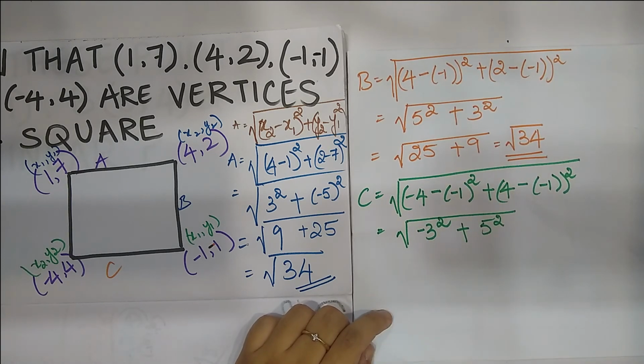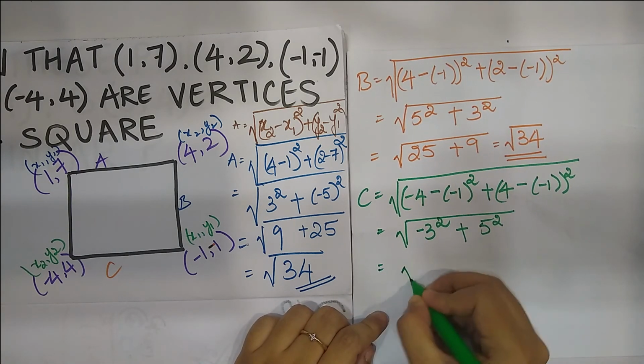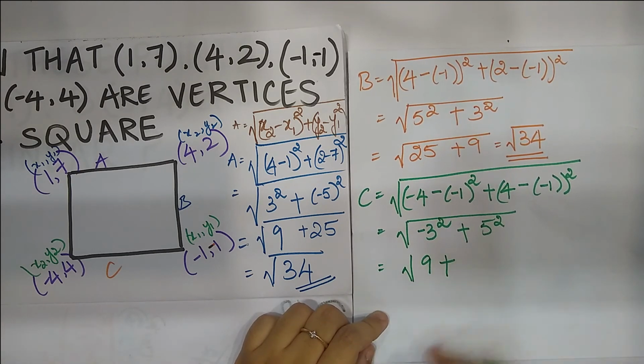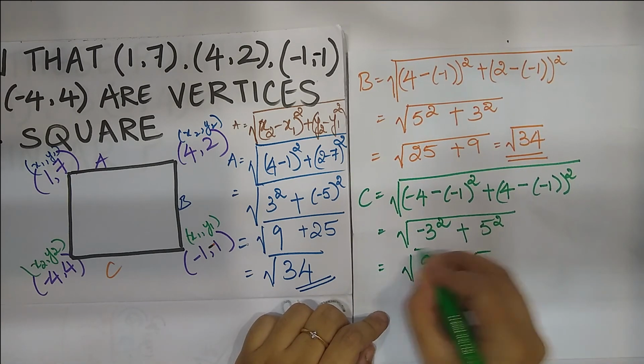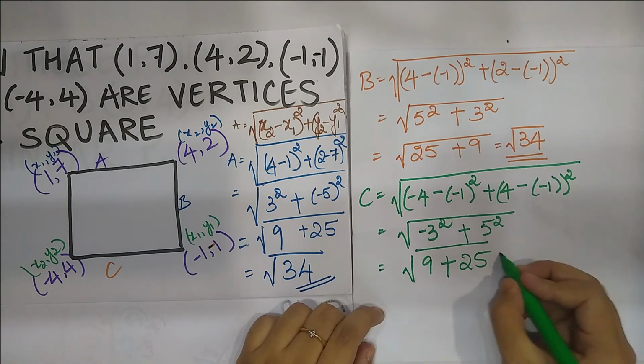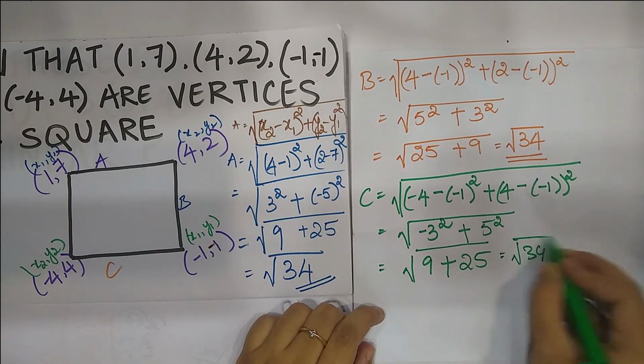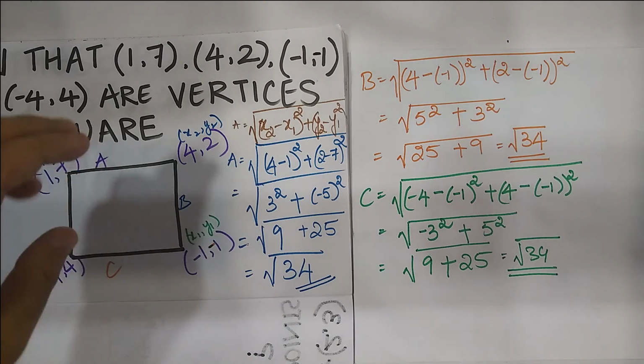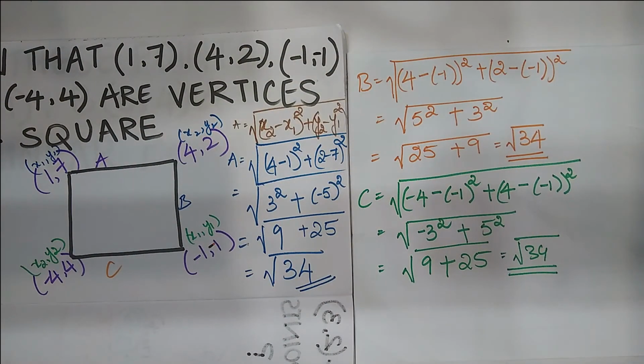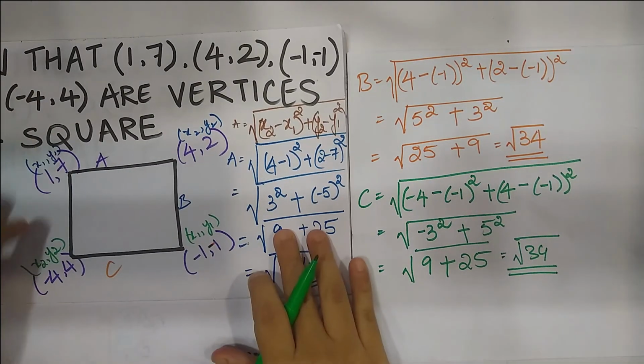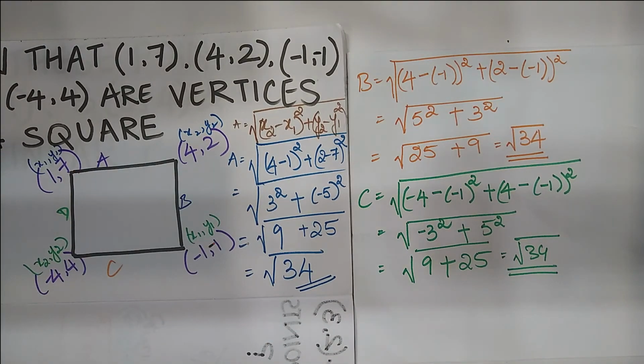So minus 3 square is the same as 3 square, which is 9. So we have 9 plus 5 square, which is 25. So what is 25 plus 9? It is equal to square root of 34. So we've got the distances of A, B and C to be equal. Now we just need the last one, which is D.